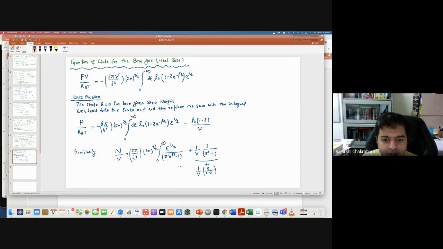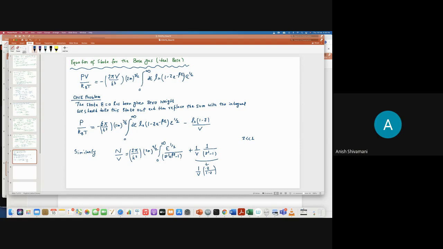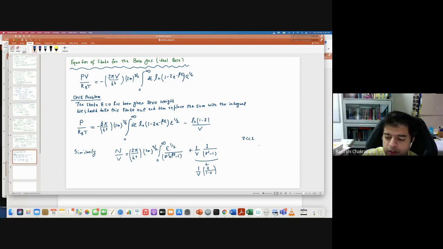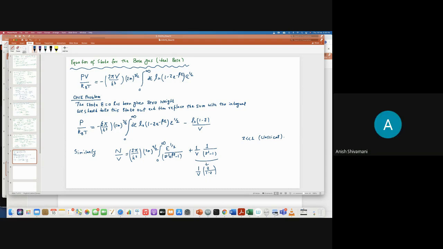So just now look at this expression. See, for example, when z is very small, what will happen to this expression? Tell me. Z is very small and you are hitting the classical limit. Basically, your high temperature limit. Yes, sir.